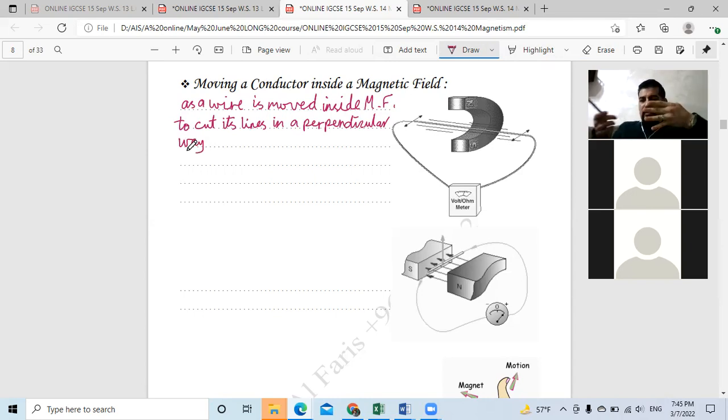Look at my hand here. If I move the wire like this, and these are the magnetic field lines, this is north and there is south here, with the magnetic field lines going from north to south. If I move the wire like this, I don't cut the magnetic field lines. Only if I move the wire like this or like this, I'm cutting them.